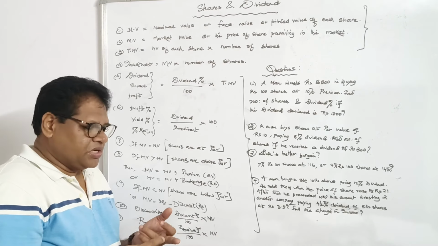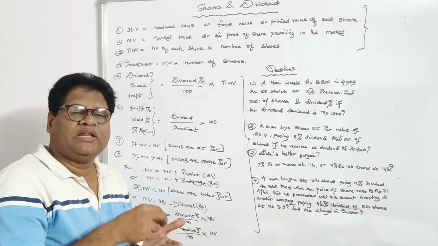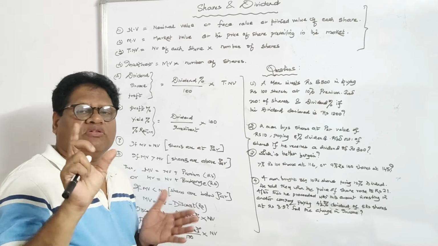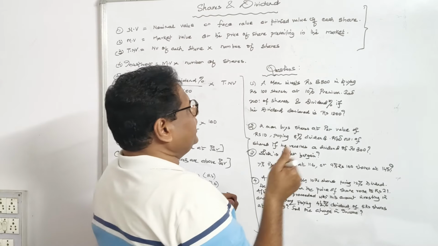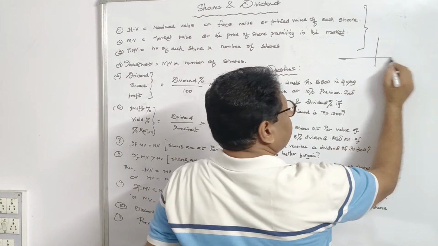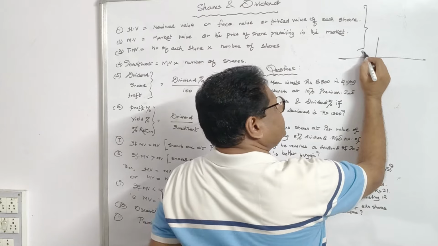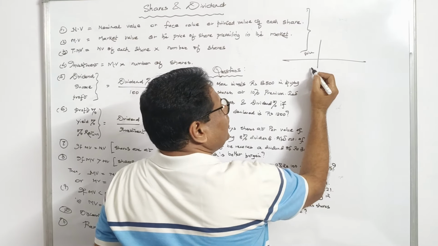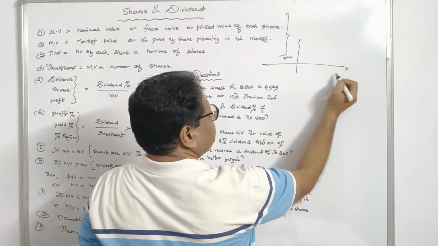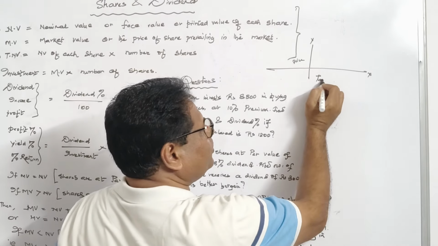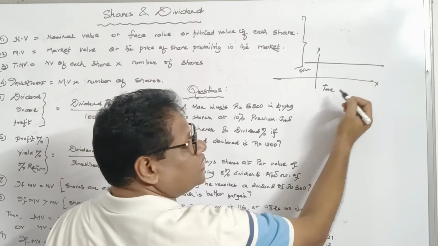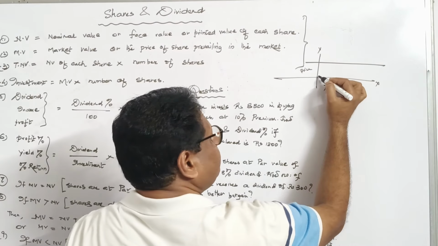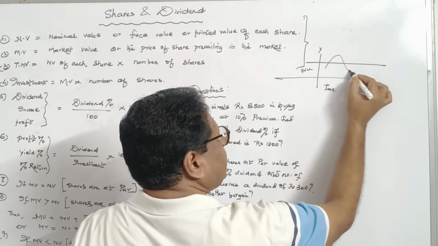So always the value of premium and the value of discount is calculated on the nominal value. Okay. Now let us take a simple graph. Suppose this is the price of the shares and this is the time. We find that nominal value is always constant, it is parallel to the x-axis, but the market value keeps fluctuating. It could be like this.